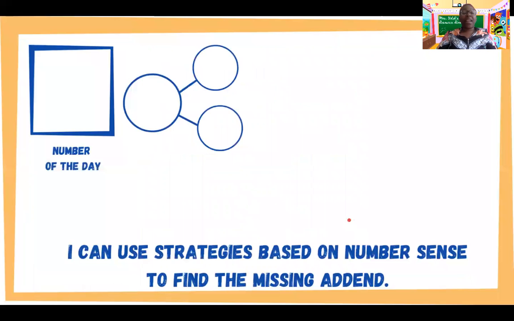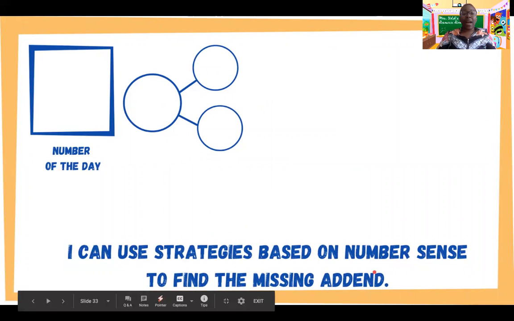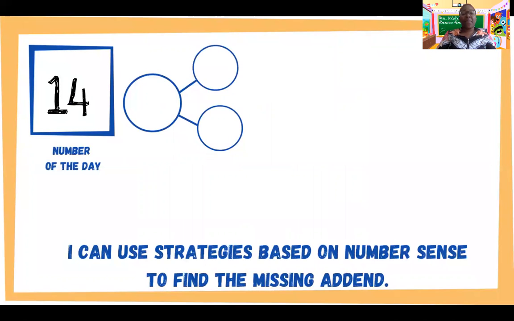Great job. All right, littles, let's take a look at your problem of the day. Our number for today is 14. And remember, this week we are using number sense strategies to find the missing add-in. And so we are going to use our handy dandy number bond. Where do you think I'm going to place the number 14? That's right, it's going in the big bubble. Can somebody tell me what it means for the number to be in the big bubble? That's right. The big bubble tells us our sum or our total.